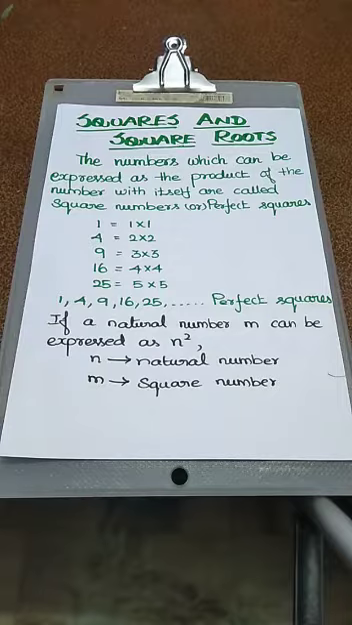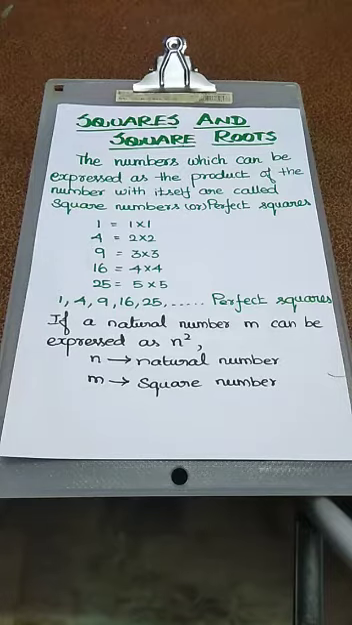This is a very interesting and easy chapter also. Already we discussed types of numbers in the lower classes. Actually natural number, whole number, odd number, even number, prime number, composite number, and another one is perfect numbers also. Now we are going to discuss squares and square roots.